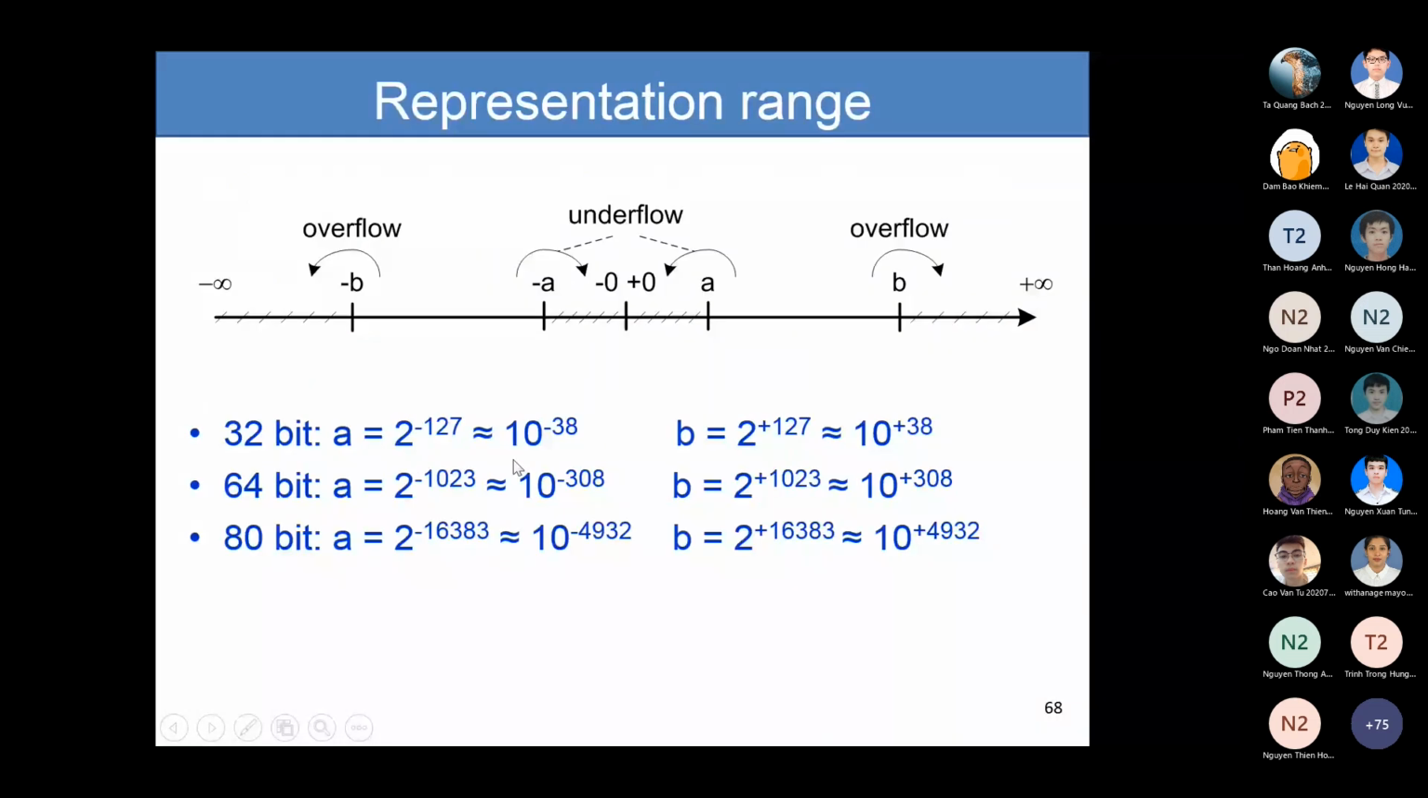You have some range of representation with different kinds of format: single, double, or extended double precision. Each one has a different range of representation. Of course, if it is only 32 bits, the range is small. And if you want to calculate or compute in more detail and with more exactness, we need a bigger number of bits, for example double or extended double precision. Okay.